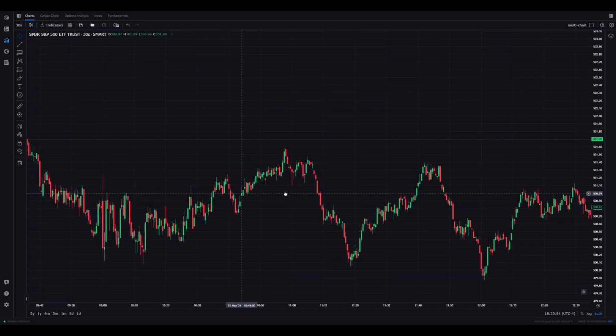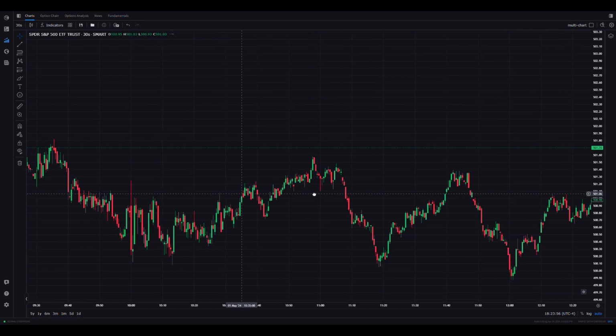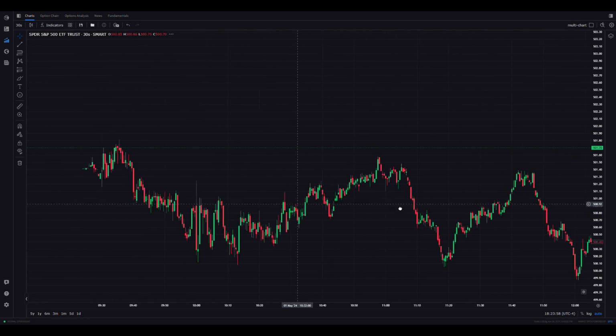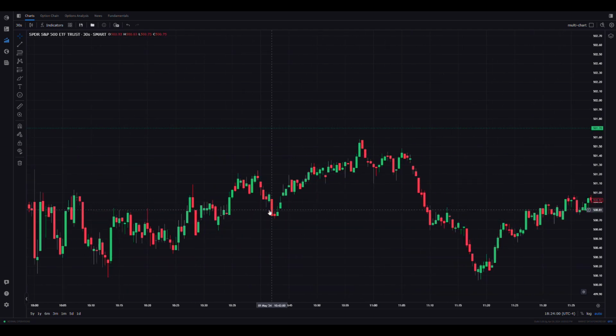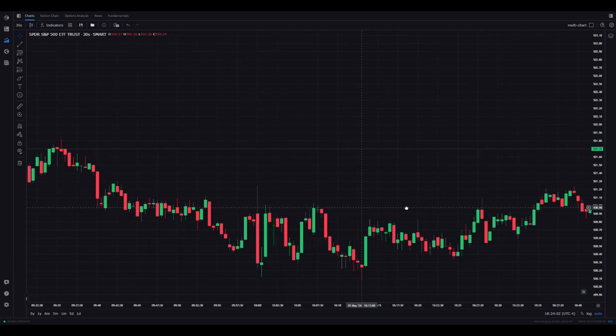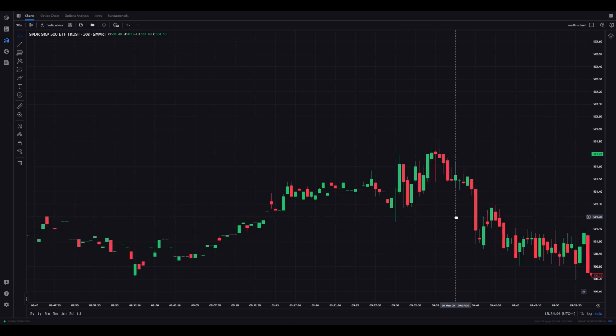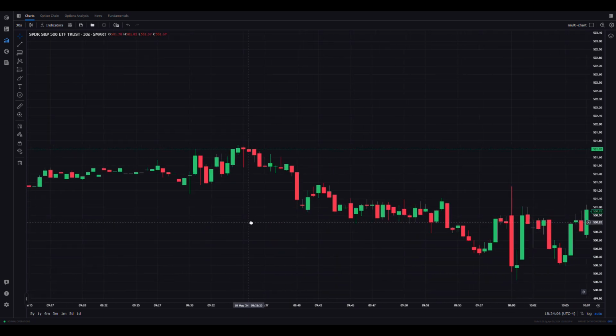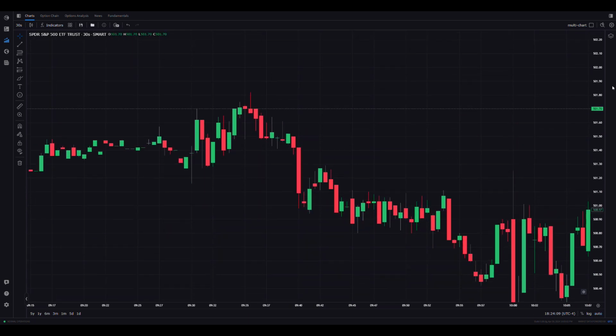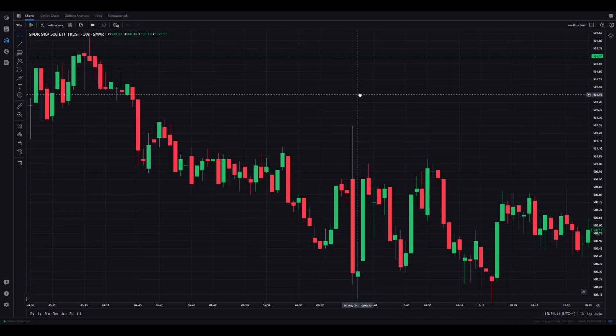Short-term timeframes offer a close-up view of market dynamics, revealing intraday price fluctuations, volatility spikes, and order flow patterns. Traders can observe how prices react to news releases, economic data, and other market events in real time, enabling them to make quick decisions based on current market conditions.